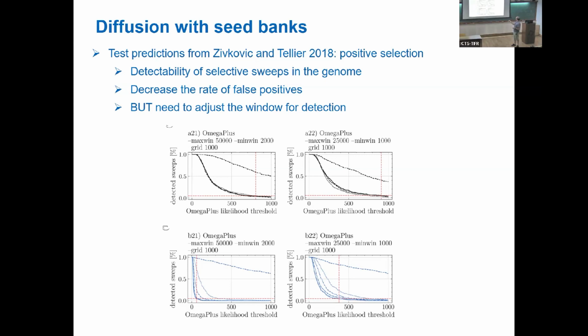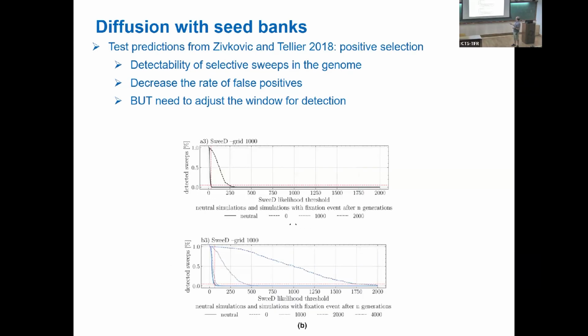So this is one of the methods. It's called Omega Plus, and the other one is called SWED. And these are just two different methods to detect. And we can show that you have way more power to detect selection on the seed bank.